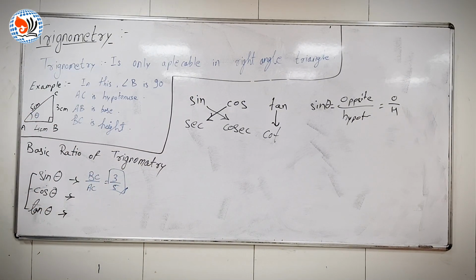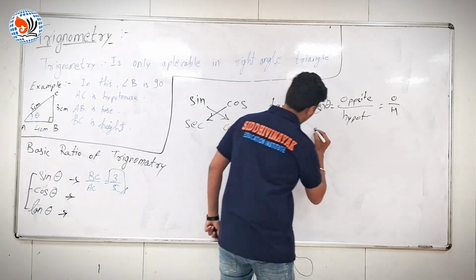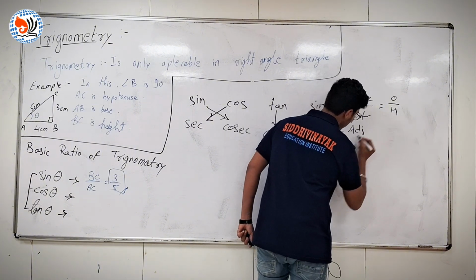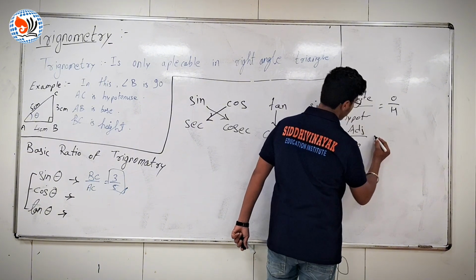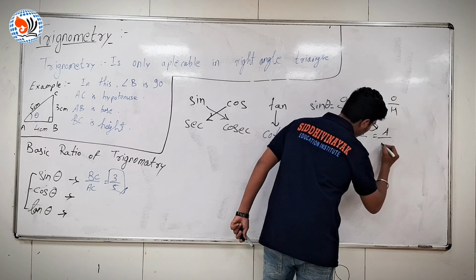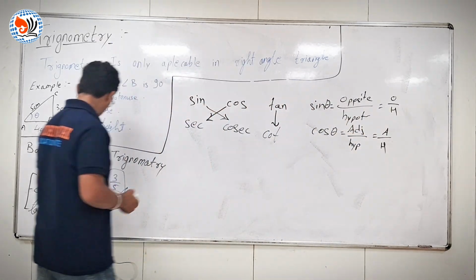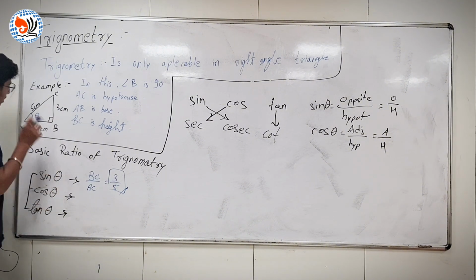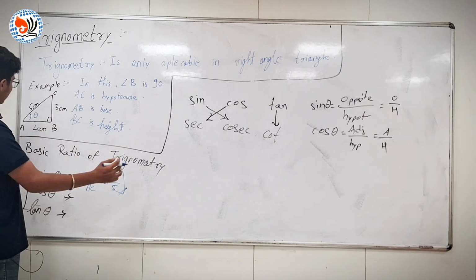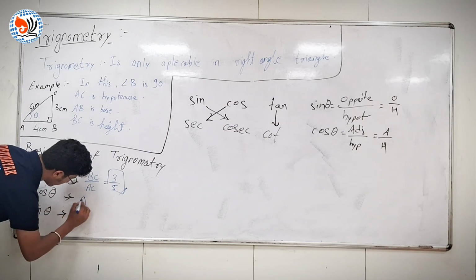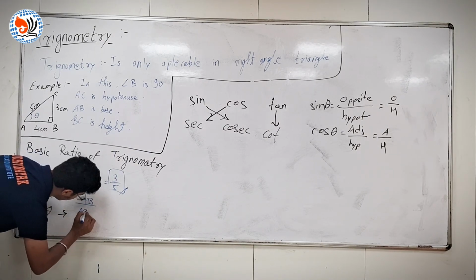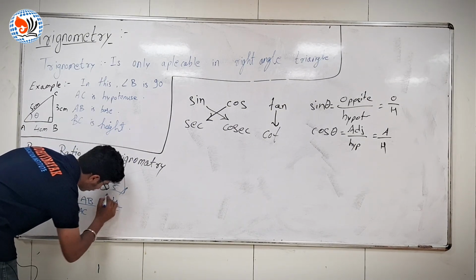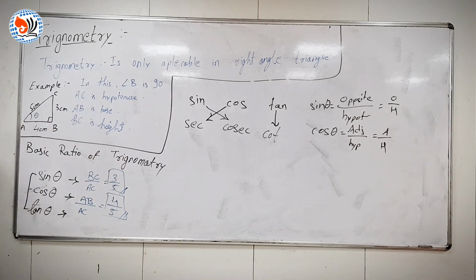Cos theta, the basic formula of cos theta is adjacent side upon hypotenuse. We can write this as A upon H. Now the value of cos theta in this example will be adjacent side, means AB, upon hypotenuse AC, which is equal to 4 divided by 5. Now this is our value of cos theta in this example.